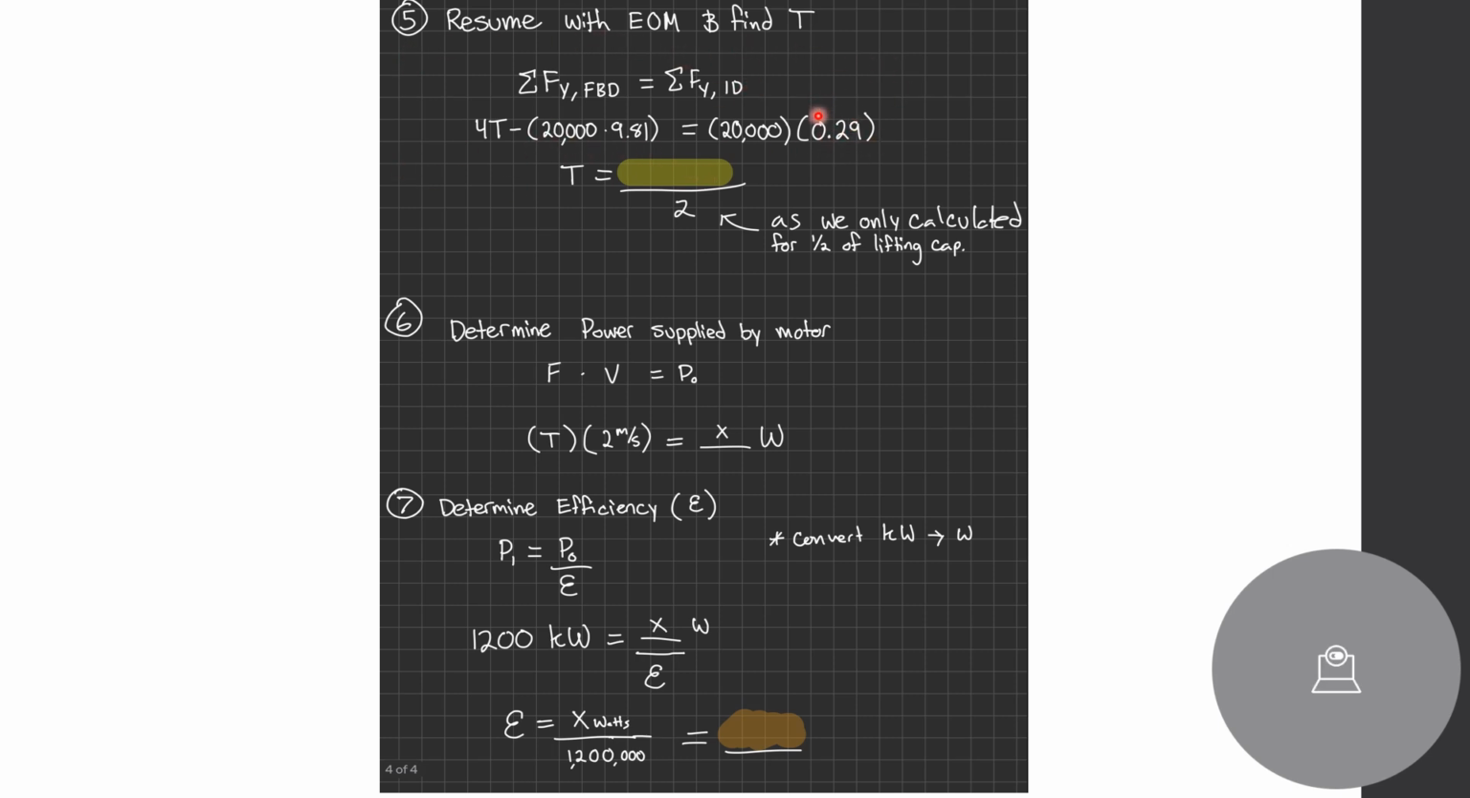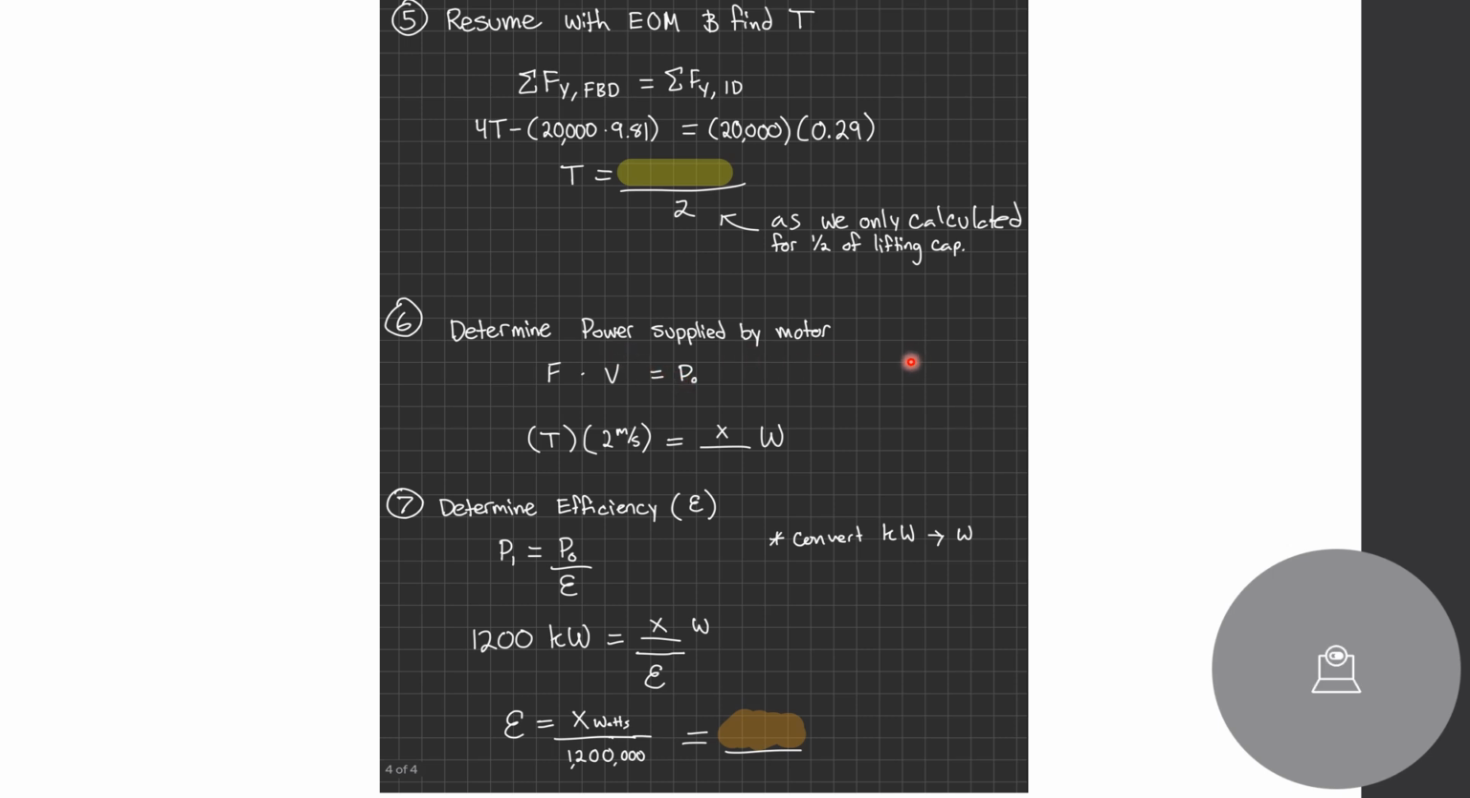Since we are able to find the acceleration being 0.29 meters per second squared, we find our tension, but a key thing that we have to remember is that we have to divide by 2, as we are only calculating for half of the machine when we have to solve for the entire machine lifting capacity. So each cable would be experiencing half of the tension that's found, as there's twice the amount of cables.